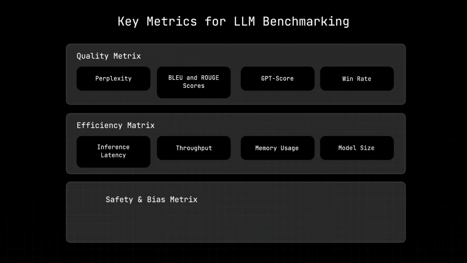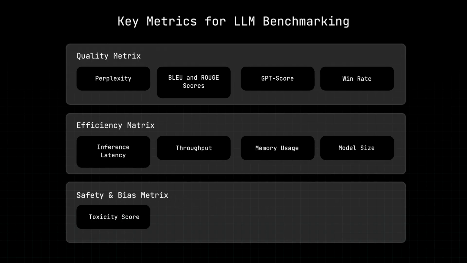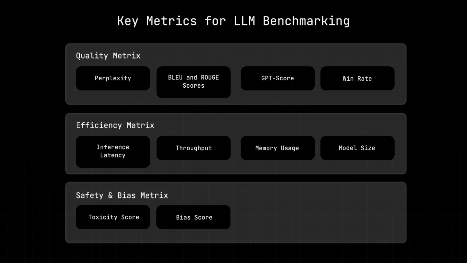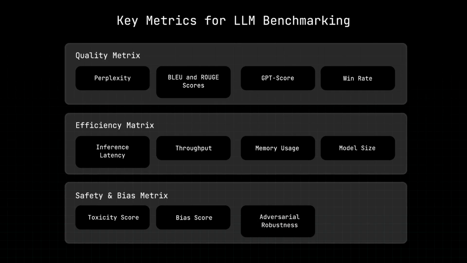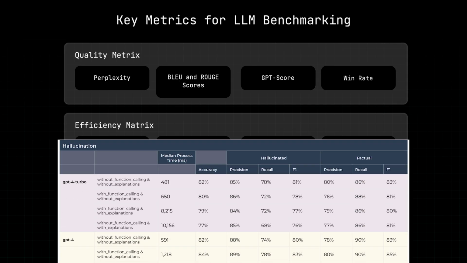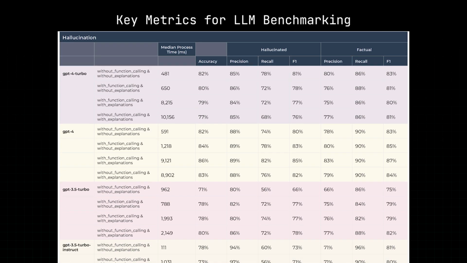And for safety and bias metrics, toxicity score evaluates the frequency and severity of harmful content generated. Bias score checks for any gender, racial, or political bias in the model's outputs. Adversarial robustness measures how resistant the model is to prompt attacks and other manipulative inputs. Imagine a chatbot that replies quickly but sometimes produces harmful content. That's why it's important to balance all these metrics.